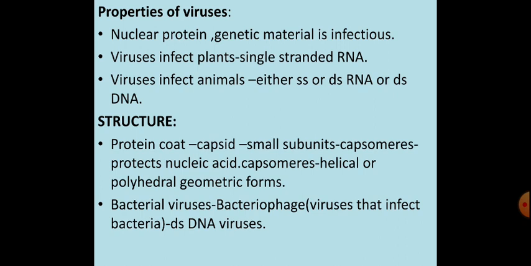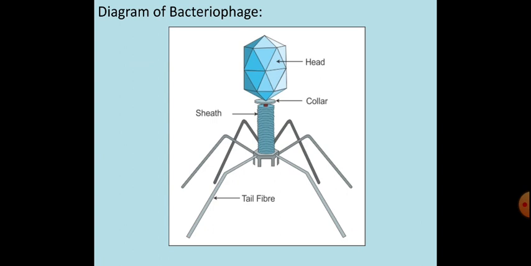So the structure of viruses, it is made up of a protein coat called capsid. Capsid is made up of small subunits called capsomeres. Inside that, the genetic material DNA or RNA is present. The capsomeres are arranged in either helical or polyhedral geometric form. So this is the polyhedral structure of virus. So this is the diagram of bacteriophage. Bacteriophages are viruses which infect bacteria, so they are called bacterial viruses.